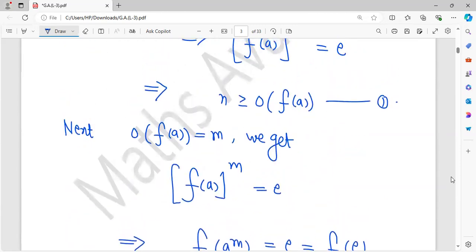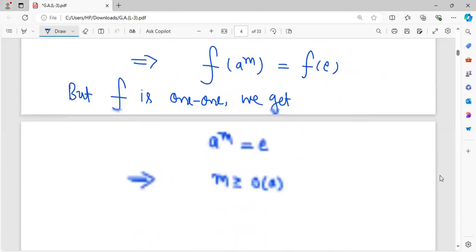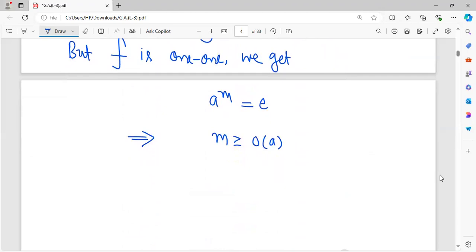So in equation number 1, what is the meaning of equation number 1? You write one line here: what is n? n is the order of a. So the order of a is greater than or equal to the order of f(a). So that is equation number 1. From here, what do we get? What is m? m is the order of f(a). So this implies the order of f(a) is greater than or equal to the order of a.